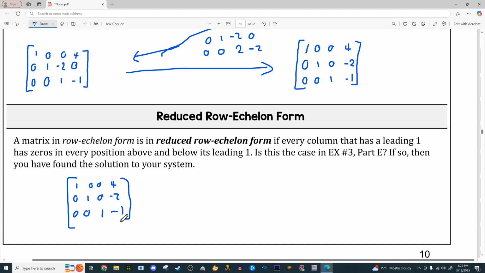This matrix that we just made just represents x equals 4, y equals negative 2, and z equals negative 1. Because remember, this first column is the x's, this second one's the y, this third one is the z. This first equation says 1x plus 0y plus 0z equals 4. The second one says 0x plus 1y plus 0z equals negative 2. And the third says 0x plus 0y plus 1z equals negative 1. So we found the solution to this of 4, negative 2, negative 1. And we found it with what's known as reduced row echelon form.